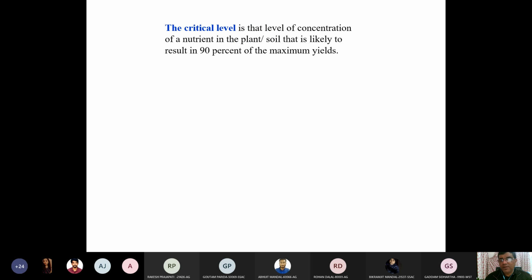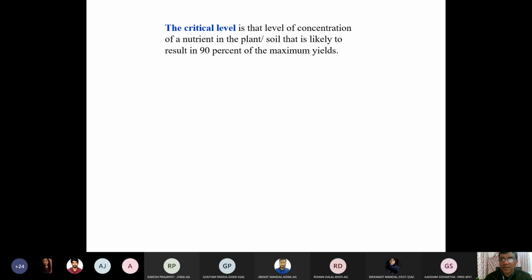Now, see the critical level. Critical level is the level of concentration of the nutrient in the plant or in soil that is likely to result in 90% of the maximum yield. Suppose you get 100 kilograms of yield, and instead you get just 90 kilograms. At 90 kilograms, what was the concentration of the nutrient in soil or in plant? That will be your critical level of that particular nutrient.